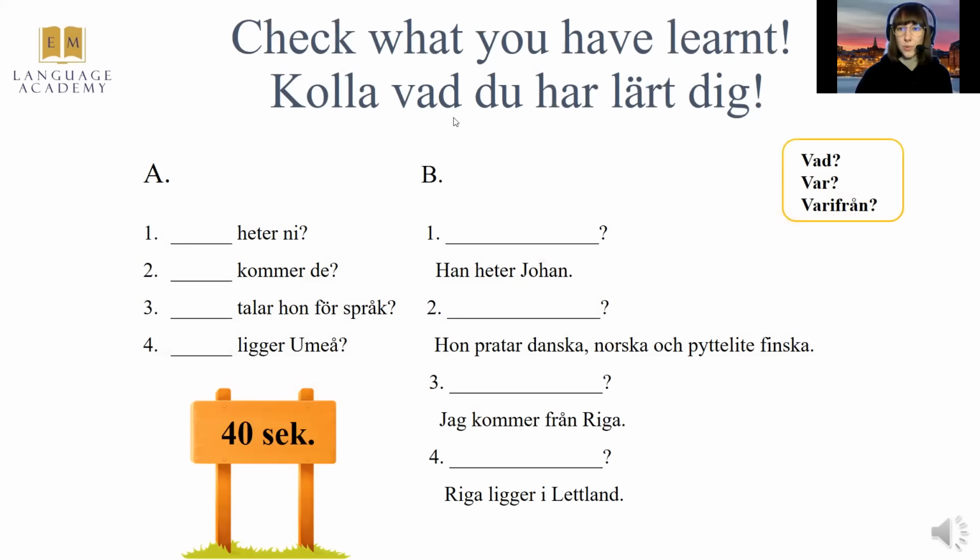In case you forgot the question words, here in this little yellow rectangular form, you might find something that may help you. Now, exercise B is slightly more complicated because what you have to do is read the answer and think of the question that matches the answer. So this time you have to think of the whole questions on your own, right? So exercises A and B, you have 40 seconds for the task and your time begins now.